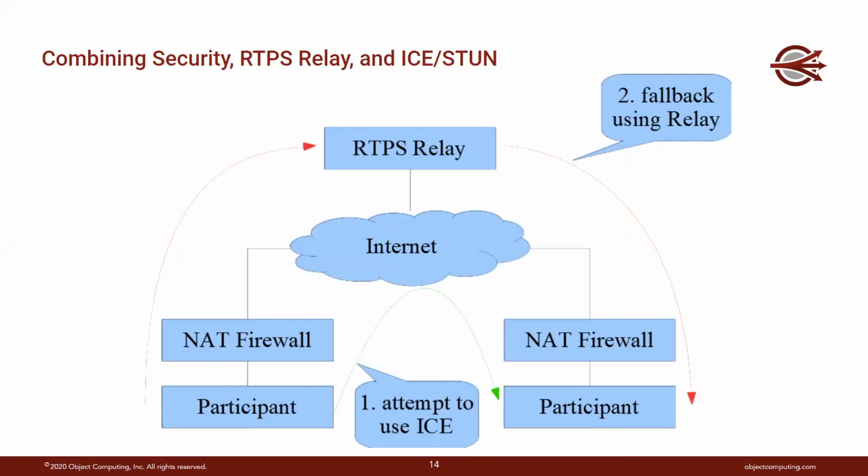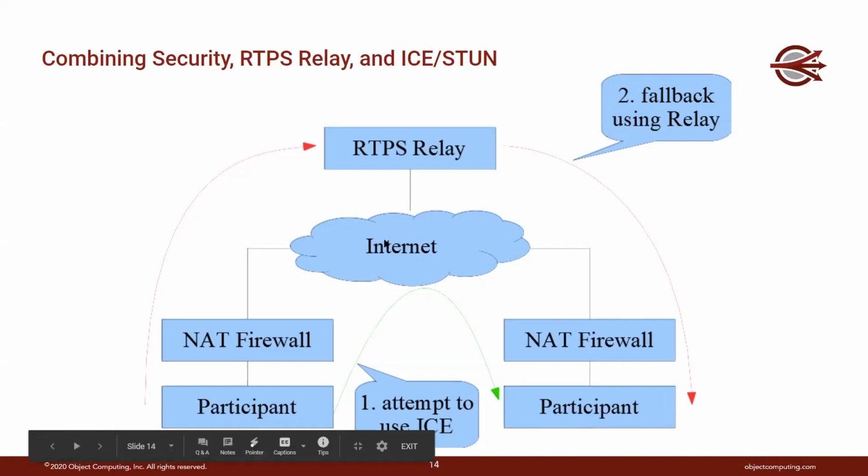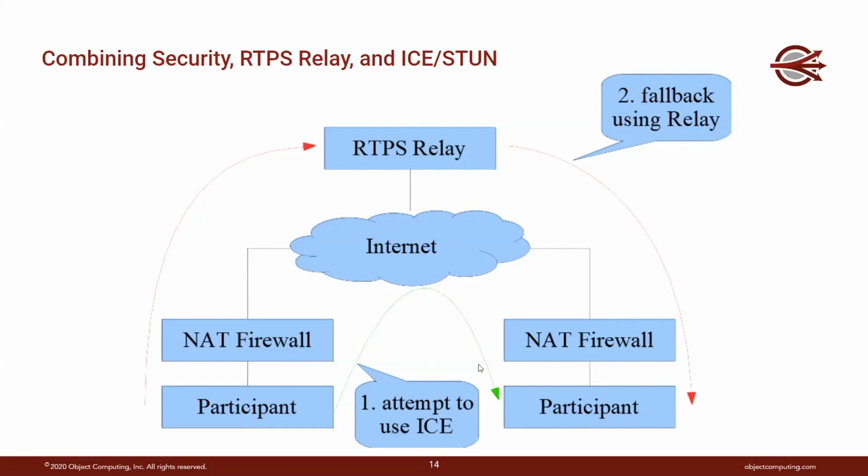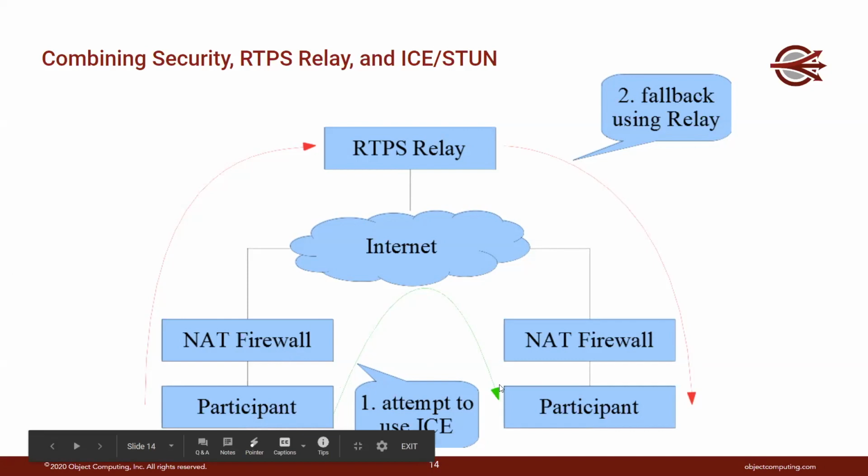So here's a picture of what a scalable solution looks like that can also deal with the fact that multicast is not supported across the public internet, and many devices will be restricted somehow, for example, behind a NAT firewall. In this diagram, there are two participants that are each behind their own firewall, and they want to communicate with each other. The number one in the green arrow shows that if ICE is successful, they can send data directly from one to the other.